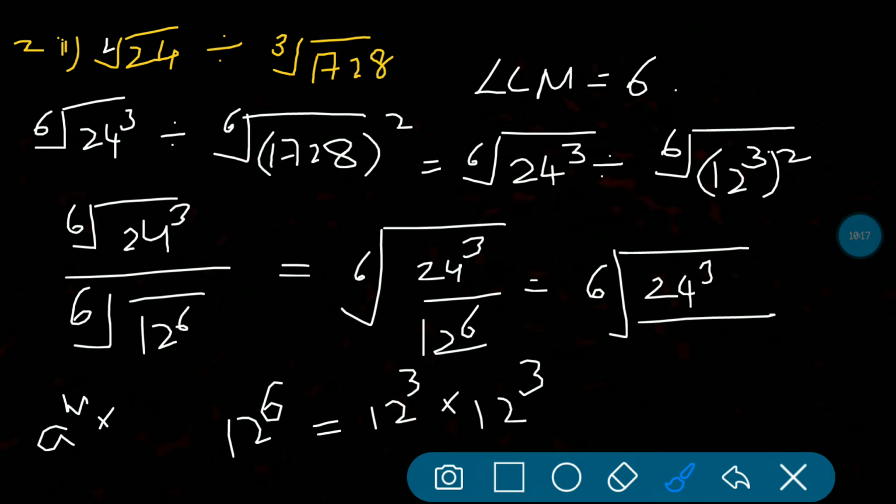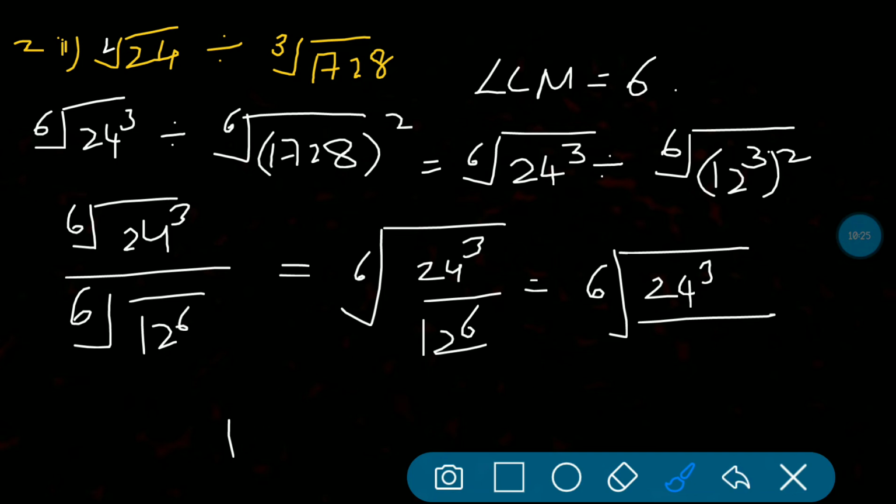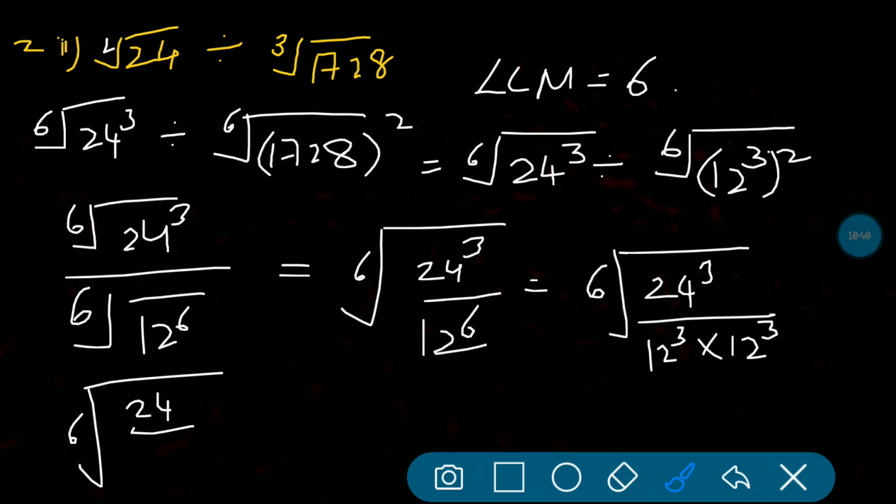Yes, right, because a power m into a power n is equal to a power m plus n. So now 3 plus 3 is 6 only, right? So I can write it, right? So I'm going to write 12 cube multiplied by 12 cube. Now that is okay to you, right? Fine. Now 6th root of 24 divided by 12 whole cube multiplied by 1 by 12 cube.